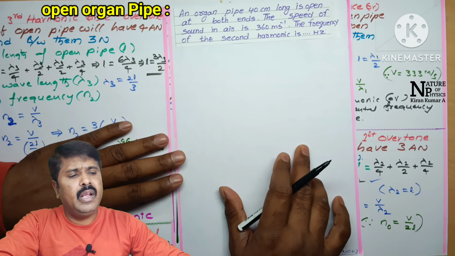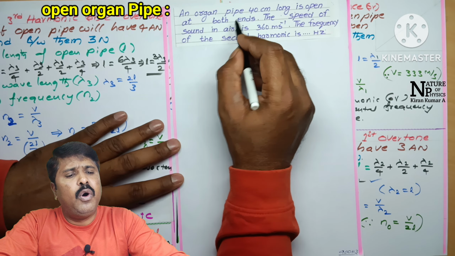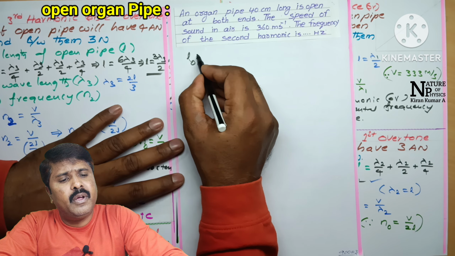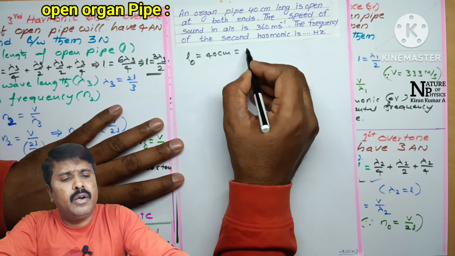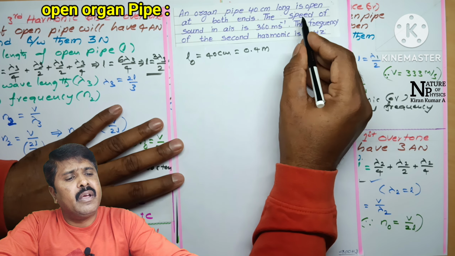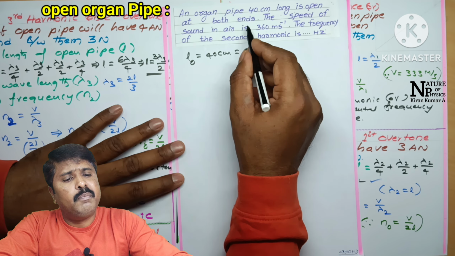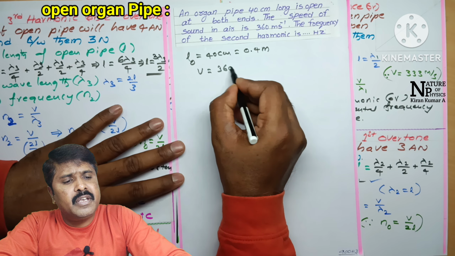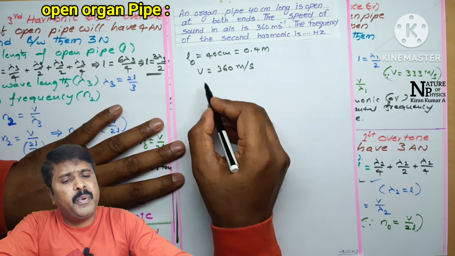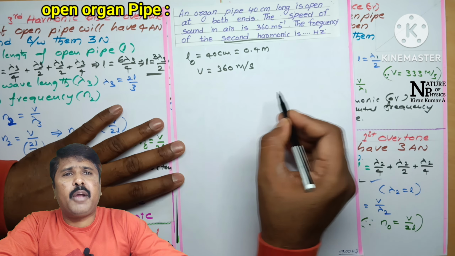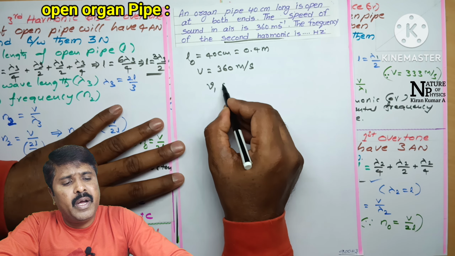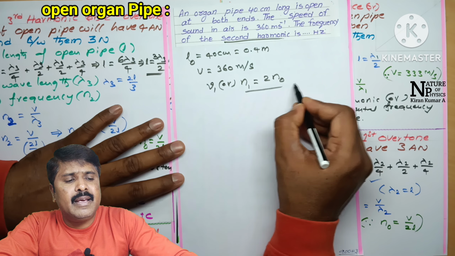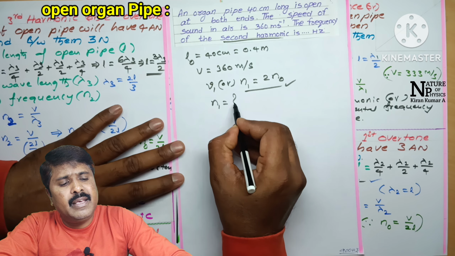See, now an open pipe of length 40 centimeter, that is equal to 0.4 meter. Okay, along is open at both ends. So the speed of sound given is equal to 360 meter per second. The frequency of the second harmonic is asked, that is mu 1, otherwise N1, which is equal to 2 N naught. N1 is asked in the question.